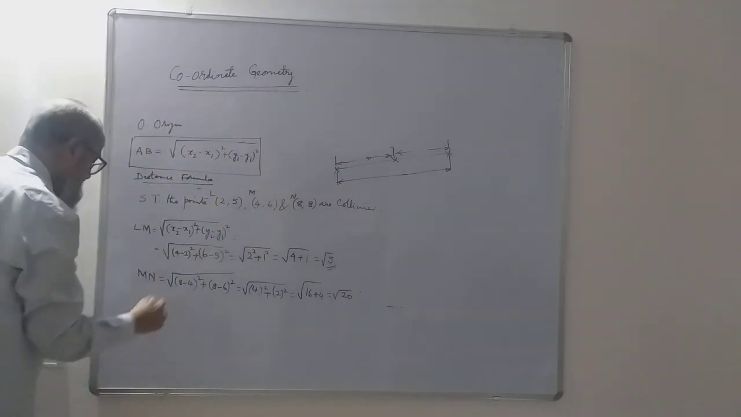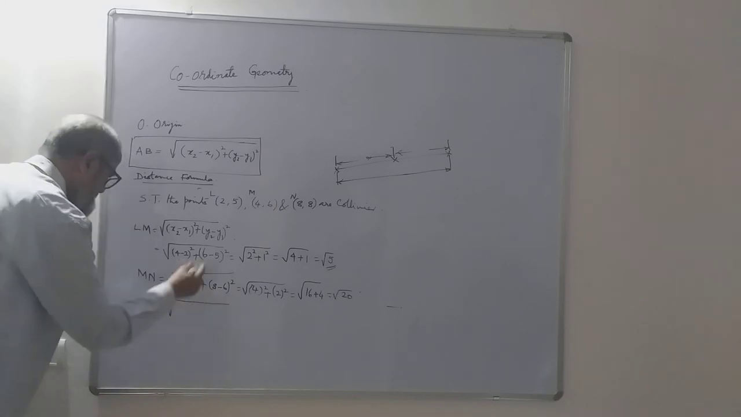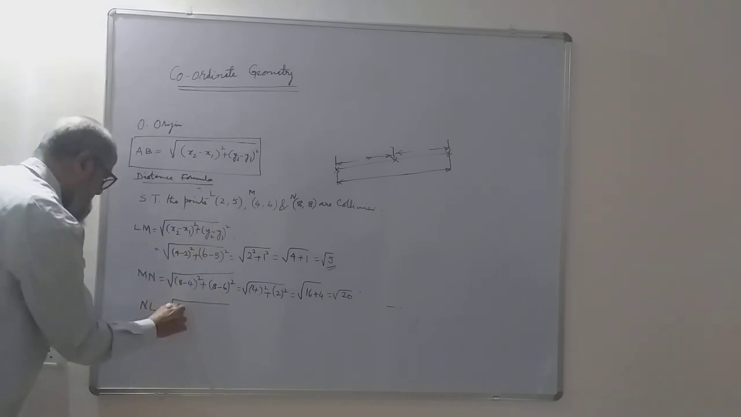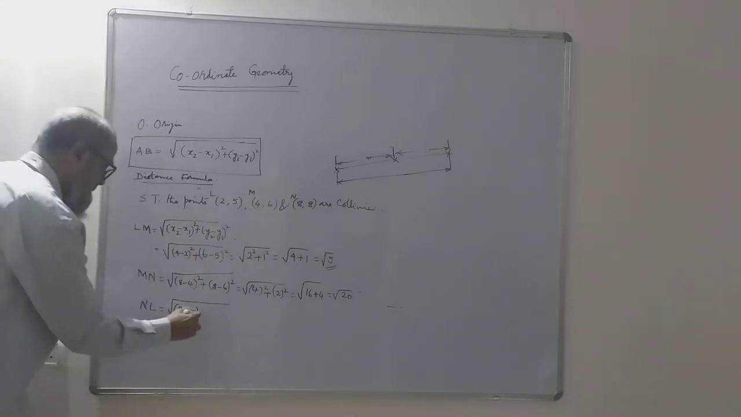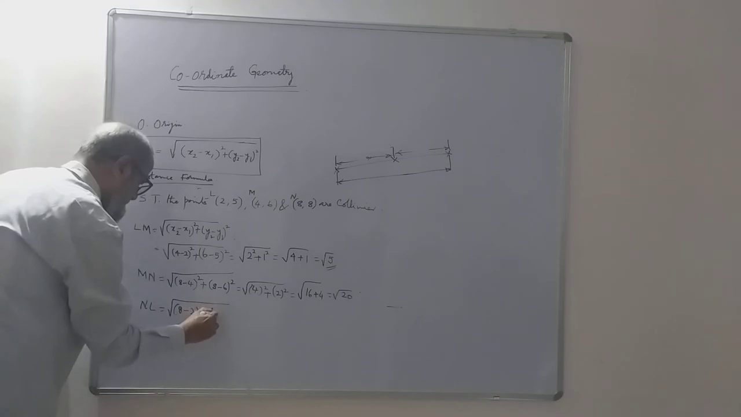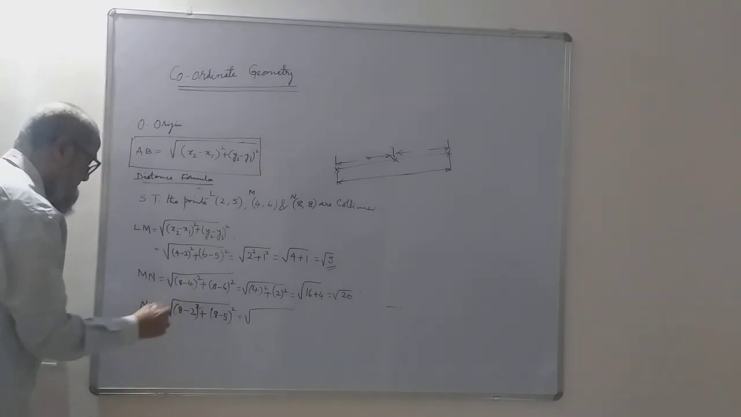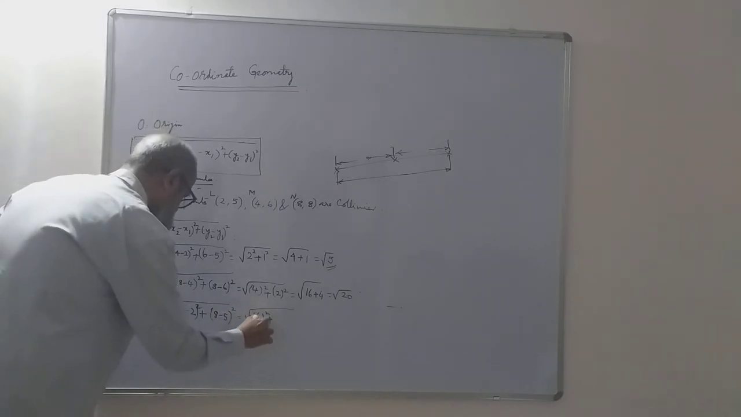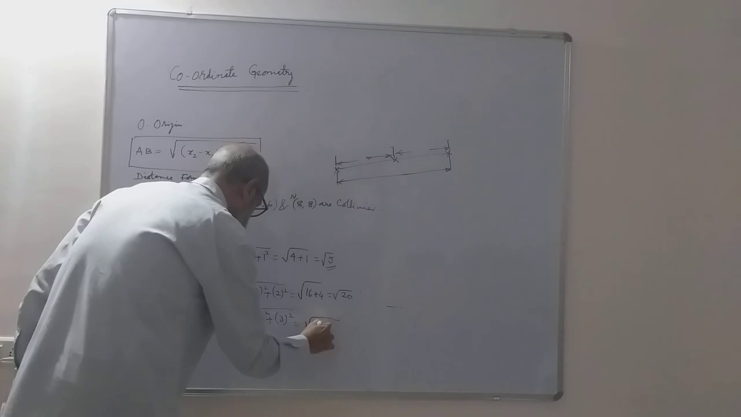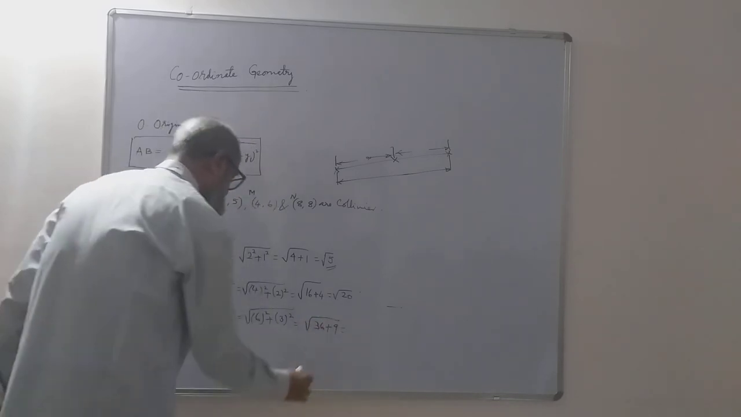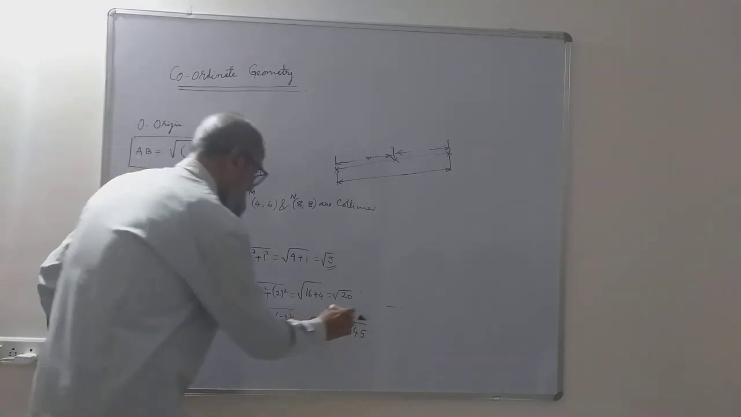Then NL or LN, whatever it is, NL, this first and last point. Again, the formula remains the same. You can write it again and again repeatedly so that you get it by heart. 8 minus 2. That is, I have taken this as x2, y2, this as x1, y1, plus 8 minus 5 the whole square. Square root of 8 minus 2 is 6, 6 square, plus 8 minus 5 is 3 square. So this is root of 36 plus 9, that is 45, root of 45. Now, this you cannot further simplify, let it be like that.